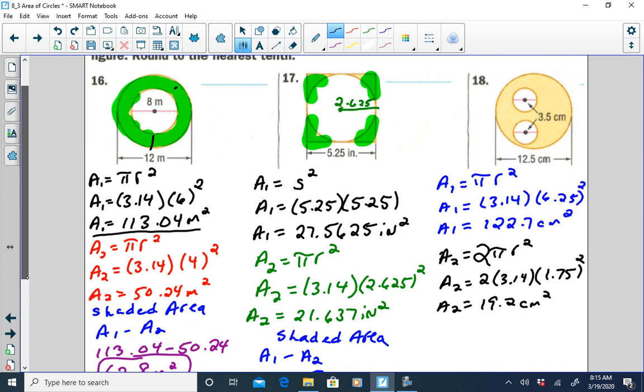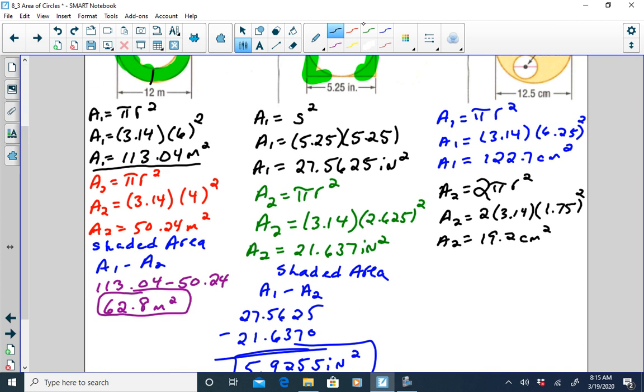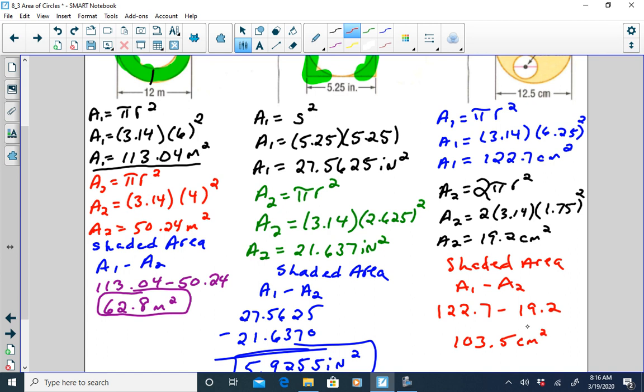So once again, I need the shaded area, right? So my shaded area, right, we have to subtract those two. So the shaded area is going to be equal to area 1 minus area 2. So my shaded area is going to be 122.7 minus the 19.2, and we wind up with 103.5 square centimeters. All right.